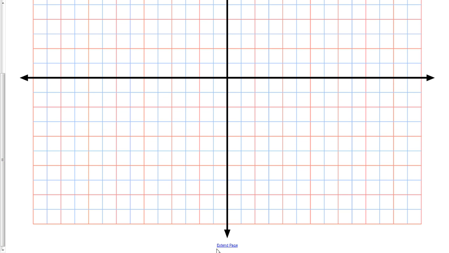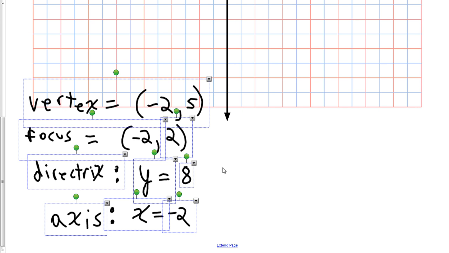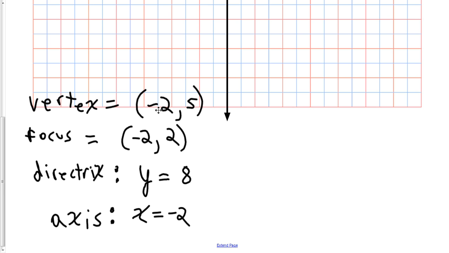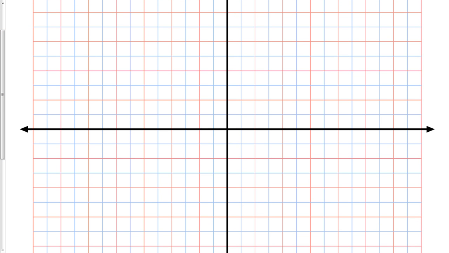All right, so here I have my graph. Let's plot these things down here. My vertex is the point -2, comma 5. The vertex is actually a point on the parabola, so I'll graph that in blue. -2, 5 is right here. That point right there is the vertex of the parabola. That's actually one of the points on the parabola.